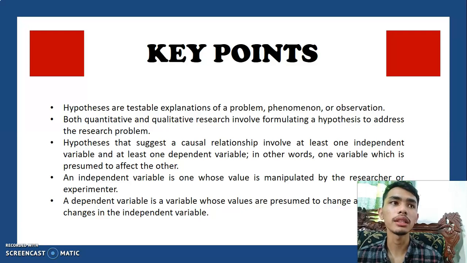And second, an independent variable is one whose value is manipulated by the researcher or experimenter. A dependent variable is a variable whose values are presumed to change as a result of change in the independent variable.